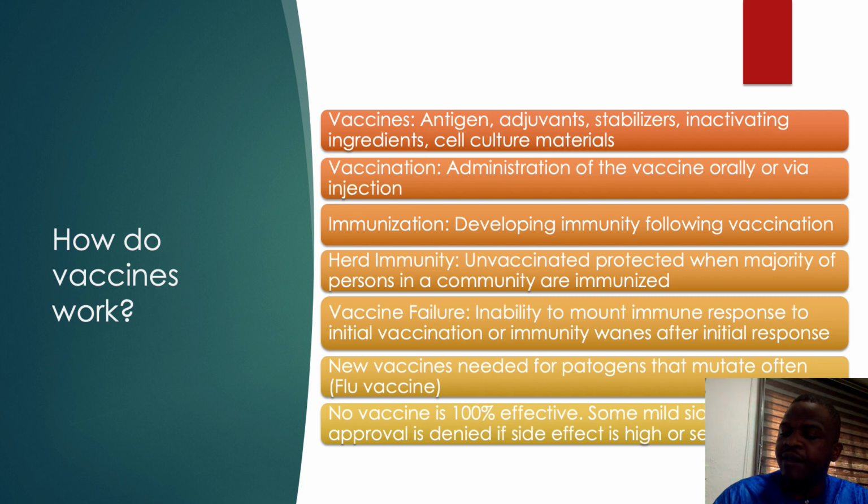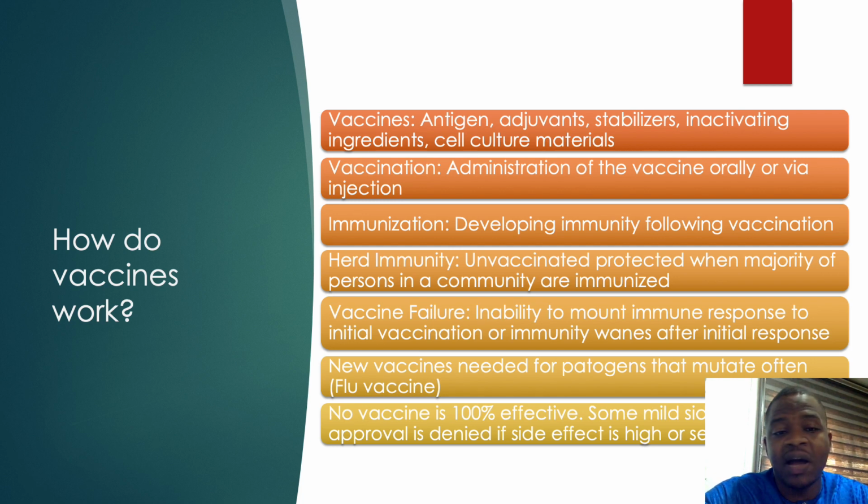Those are the important things to know about how vaccines work. There can actually be vaccine failure. It's not quite common, but it occurs in about 10% of some vaccines. Like the measles vaccine, there have been reported vaccine failures where some people are not able to mount adequate immunity following vaccination.